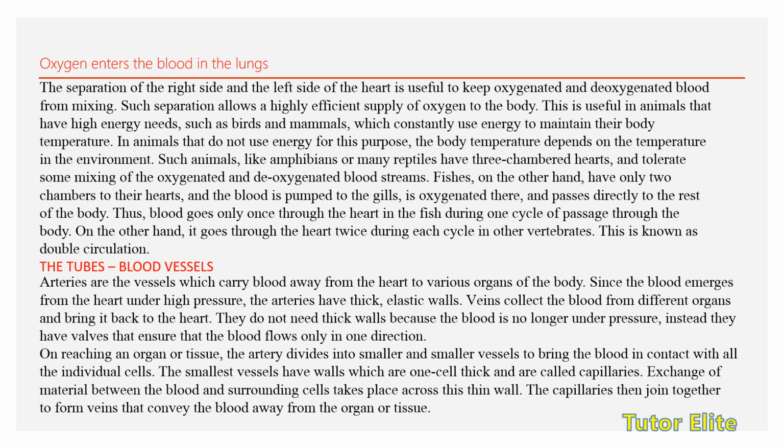Next, oxygen enters the blood in the lungs. The separation of the right side and the left side of the heart is useful to keep oxygenated and deoxygenated blood from mixing. Such separation allows a highly efficient supply of oxygen to the blood. This is useful in animals that have high energy needs, such as birds and mammals, which constantly use energy to maintain their body temperature. That is warm-blooded animals.